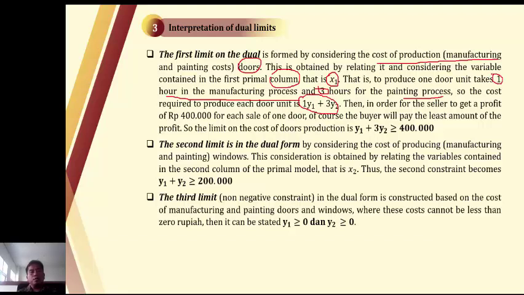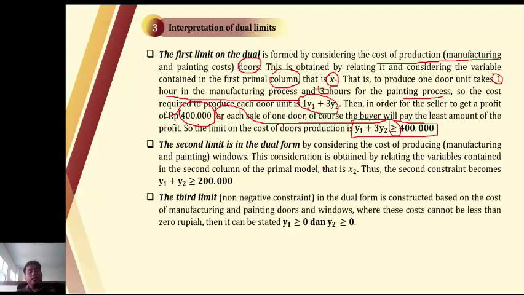1 hour in the manufacturing and 3 for the painting process. So that is the first constraint in the dual. Then in order for the seller to get a profit, at least the profit is 400,000 rupees. Of course, the first constraint should be greater than or equal to, because the profit should be at least or more than 400,000. So the first constraint is y1 plus 3 y2 greater than or equal to 400,000 rupees.